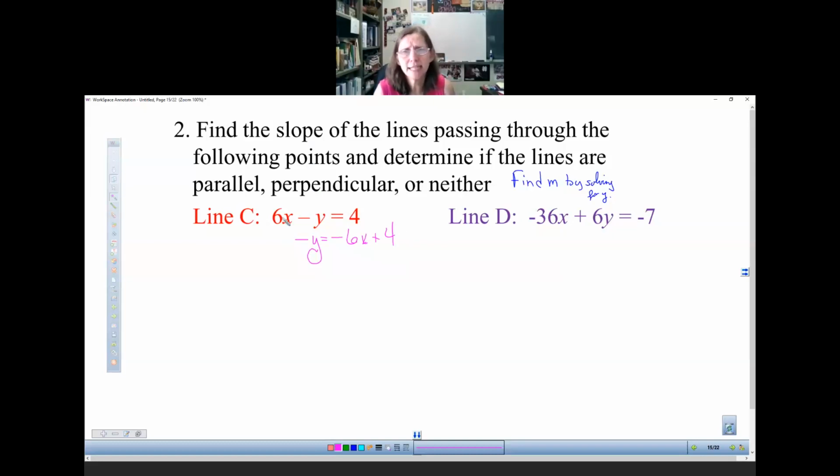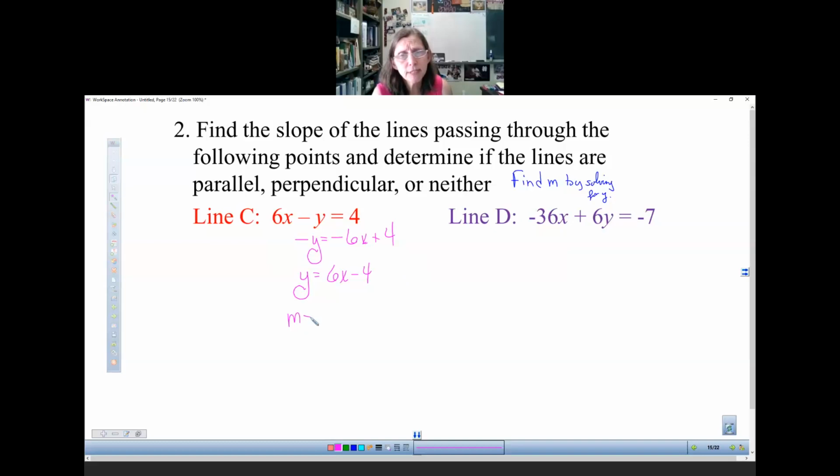So as I move 6x over here to the right-hand side, I make it a negative 6x, okay? To get y by itself, I have to multiply everything up here by a negative 1. So I have a positive y is equal to a positive 6x minus 4. Or you can think of simply changing the sign on everything, but you do have to change the sign on all of the pieces, okay? So I'm moving 6x, and then I'm changing this to positive y.